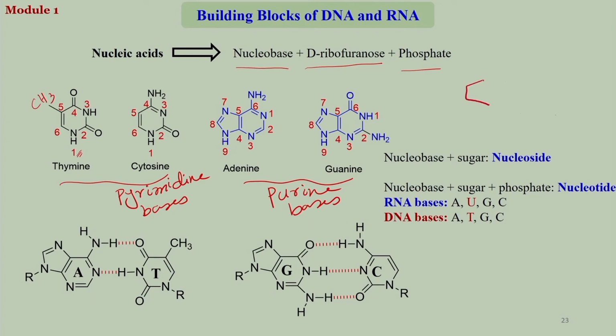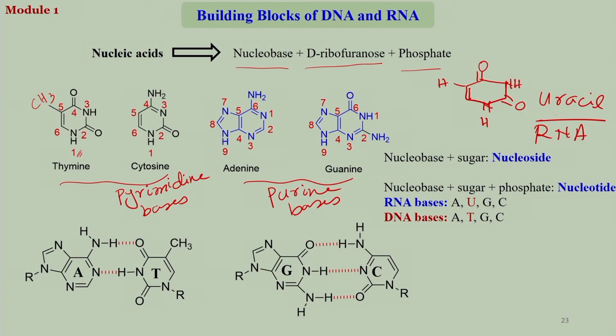What exists is called uracil, which has the same structure as thymine: NH, CO, NH, CO double bond, and nothing here, just hydrogen. That is uracil, and that is present in RNA. So, in RNA, instead of thymine, uracil exists. So, this is what thymine looks like.